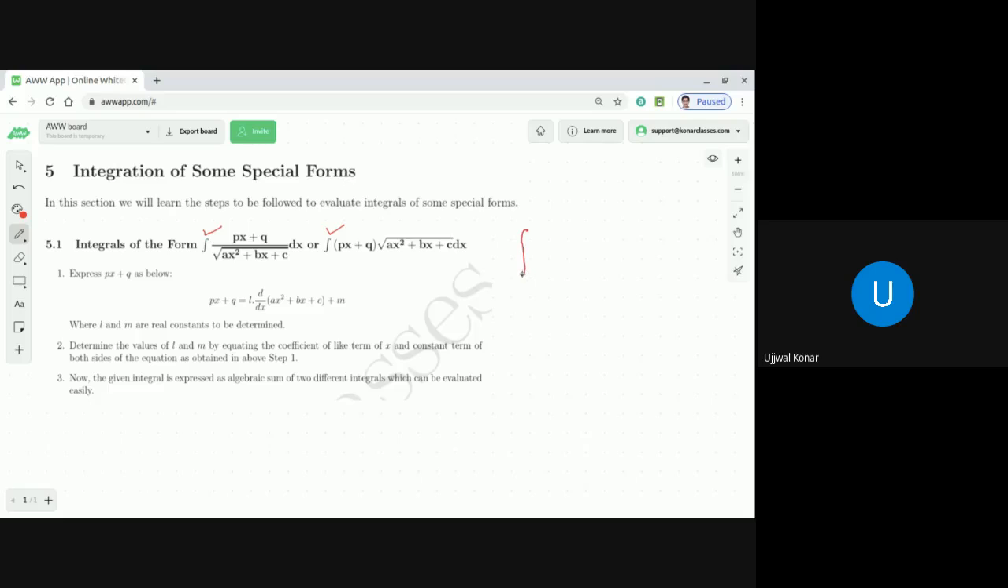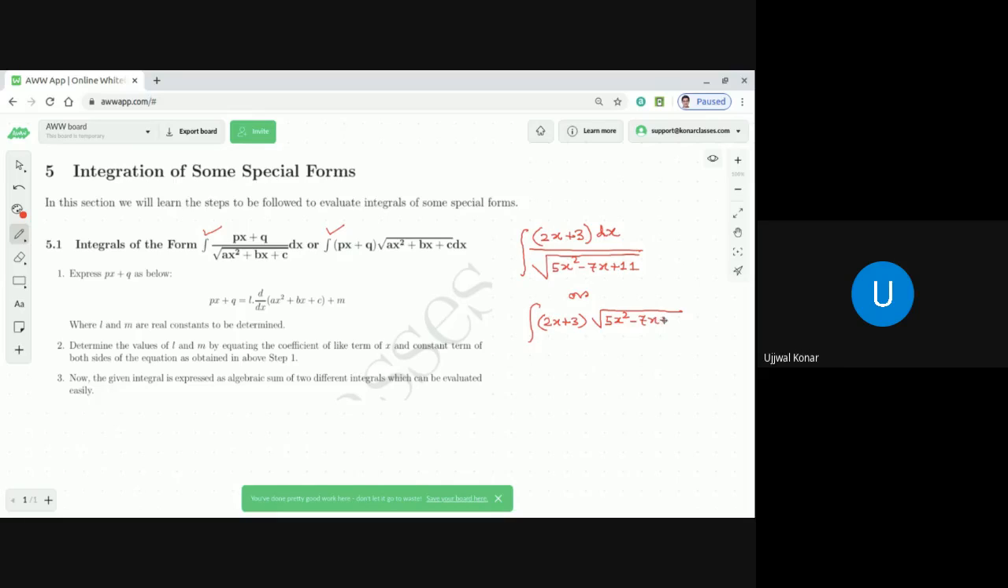Suppose you get an integration something like this: integration of 2x plus 3 dx divided by square root of 5x square minus 7x plus 11. Got it? Or you get an expression something like that: integration of 2x plus 3 into square root of 5x square minus 7x plus 11. Did you get it, dear students?